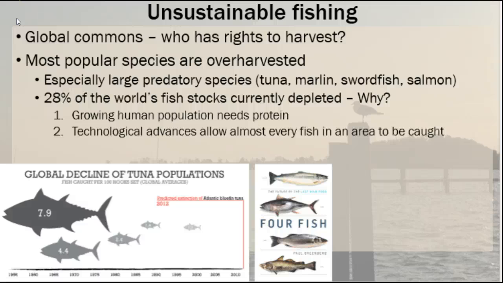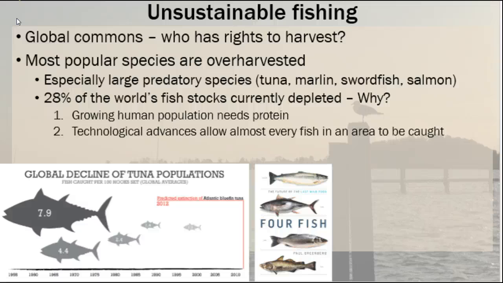Many nations have actually extended their jurisdiction to 200 miles offshore, and this removed most fisheries from international use because 90% of global fisheries are actually harvested in very shallow waters. But it still doesn't help if the countries don't set limits on how much fish can be taken and they don't manage their population of fish. So those most popular species usually get over harvested, and those are usually the large predatory species that keep the whole ecosystem in check, like tuna, marlin, swordfish, salmon, things like that.